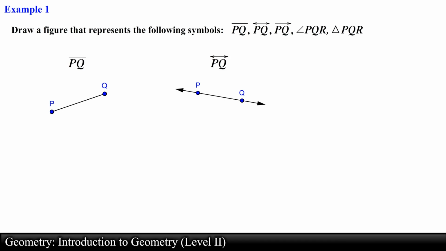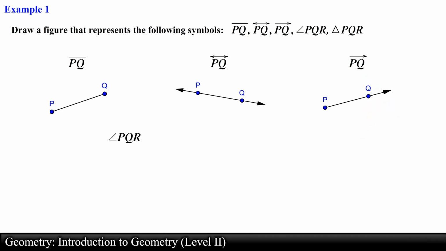The next symbol represents a ray, since we have a line that extends in one direction, drawn directly above the letters. The first letter in the symbol always represents the endpoint of the ray. Keep this little detail in mind. So we first draw points P and Q, and then draw an arrow that extends from point P towards point Q, as follows. It would be incorrect to draw this ray the other way around, since the symbol is stating that the endpoint starts at P, not point Q.